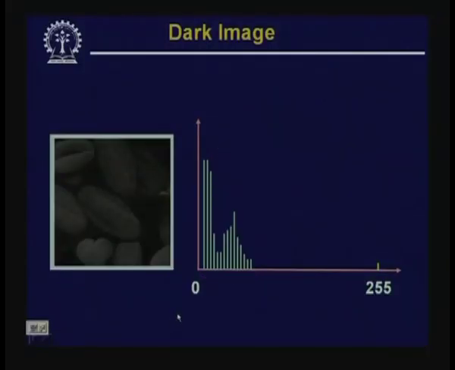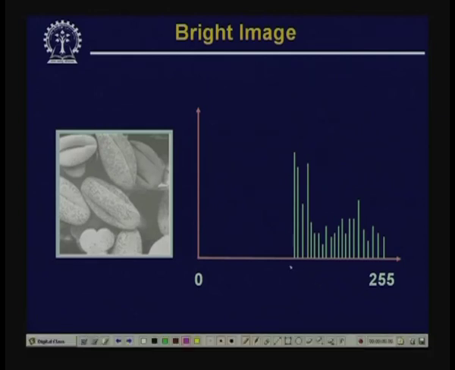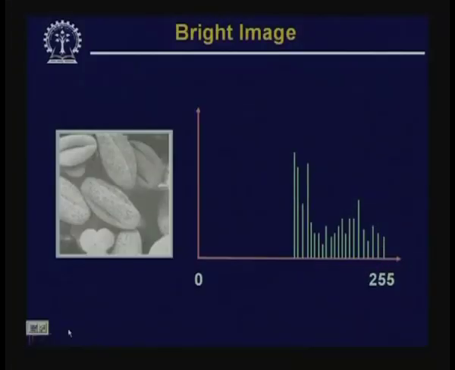Now, let us see a second image. Here you find that this image is very bright, and if you look at its histogram, it shows that most of the pixels have intensity values near the maximum, that is near 255, and because of this the image becomes very bright. Let us come to a third image category.